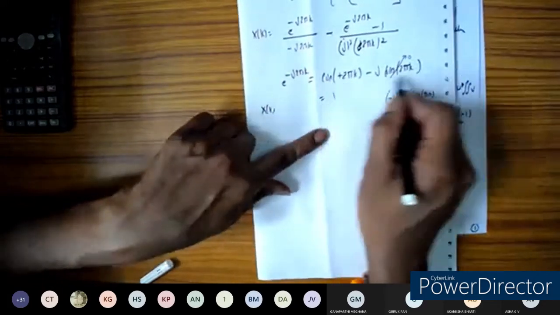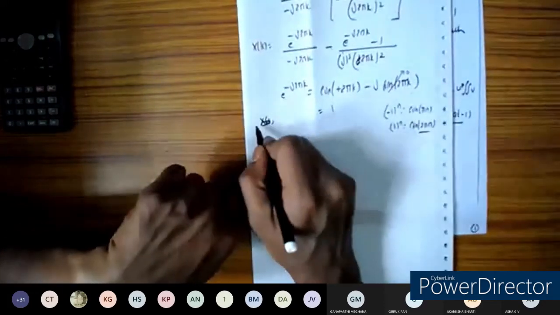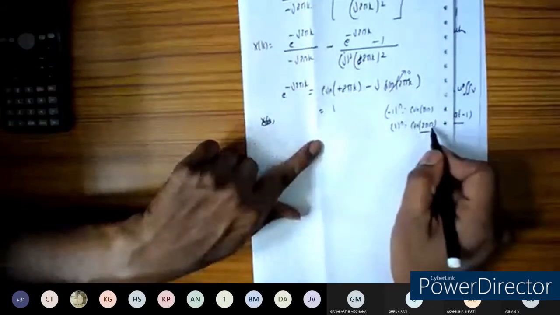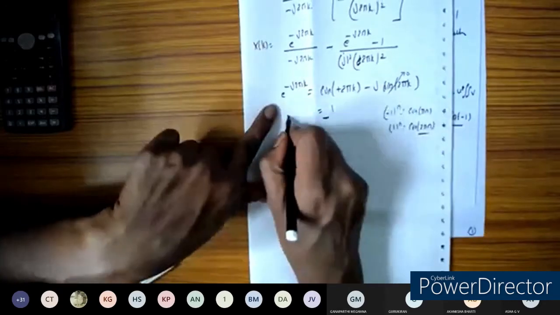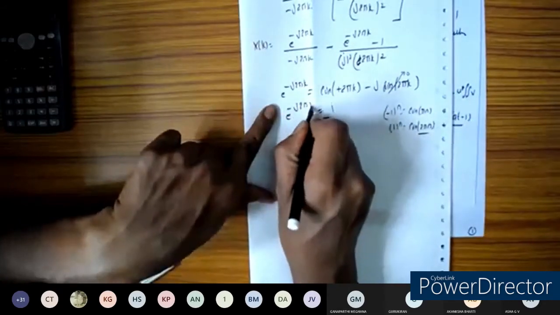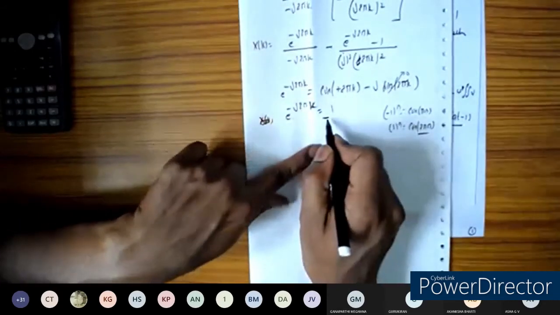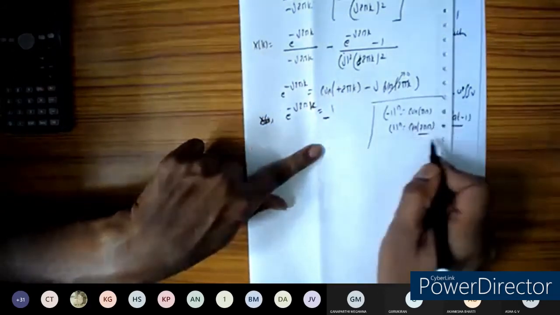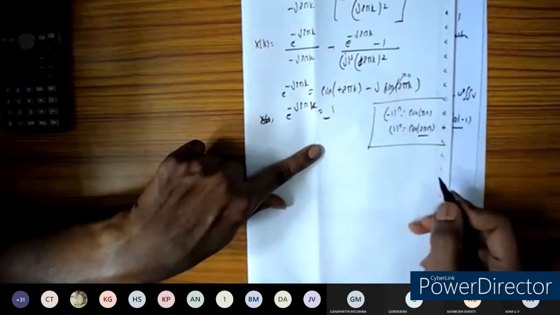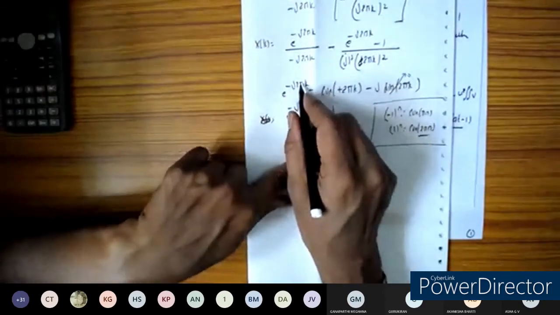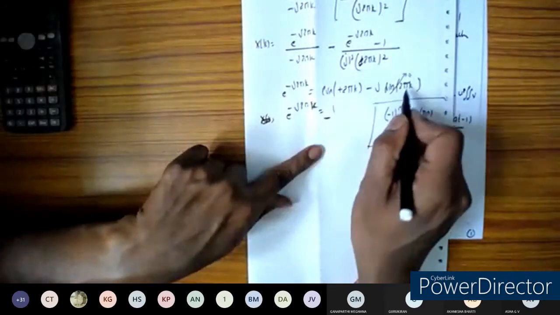Why? Because you can find out the value like this also. Cos 2 pi k as per this formula will become equal to 1, and sin 2 pi k will become equal to 0. So this is the e to the power of minus j2 pi k value. Got it, right? How we got this is from this formula, already done in the previous problems: e to the power minus j2 pi k is equal to cos 2 pi k minus j sin 2 pi k.